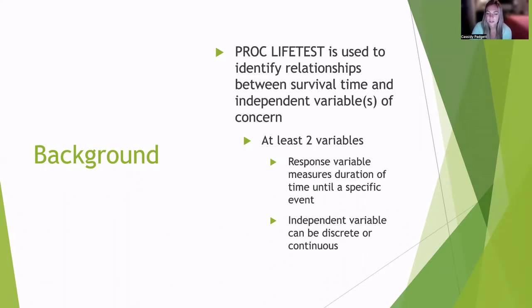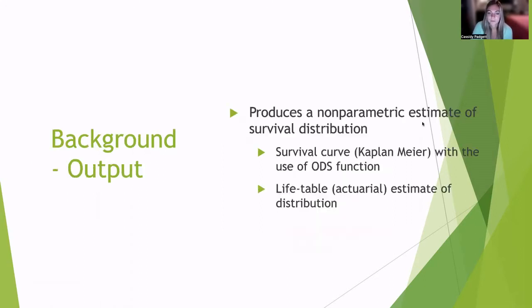And so to run a PROC Lifetest, you need at least two variables, the response variable and at least one independent variable, but there can be multiple of those independent variables. What we're really looking for is to assess the dependence of the survival time variable on the independent variables. So for example, how much does being a different age impact your duration of time until survival?